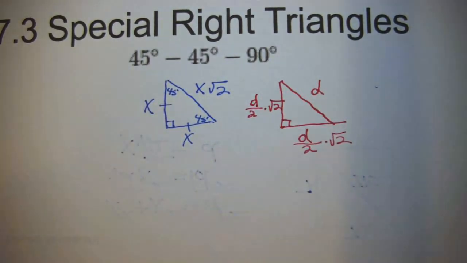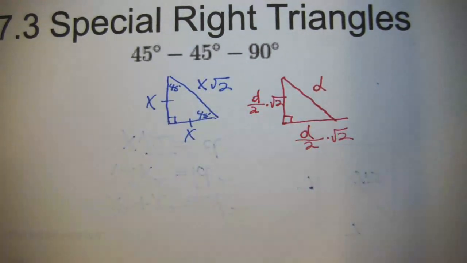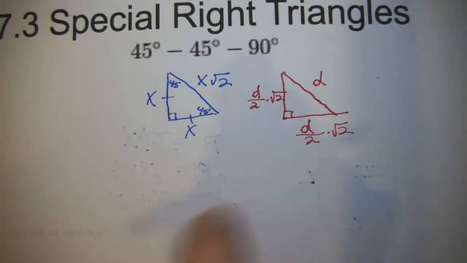So that way you can go in both directions, whether you start with the leg and you're finding the hypotenuse, or if you have the hypotenuse and you're trying to find the leg.